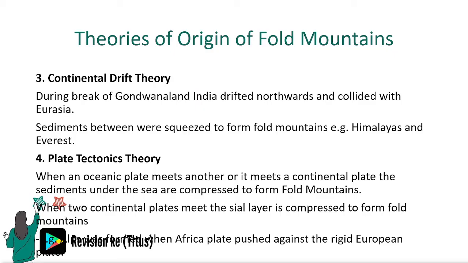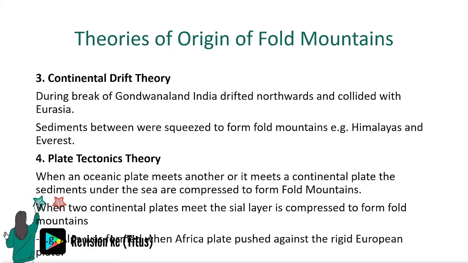We have the plate tectonics theory, which suggests that when an oceanic plate meets another, or meets a continental plate, the sediments under the sea are compressed to form fold mountains. So when two continental plates meet, the sea layer is compressed to form fold mountains, and that's all. So the resultant feature of folding that we have been discussing is, one, fold mountains.